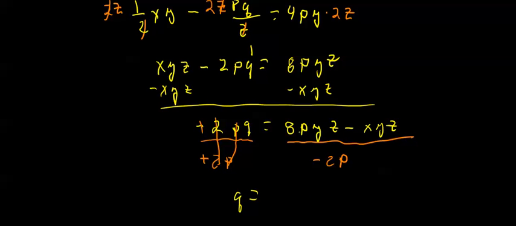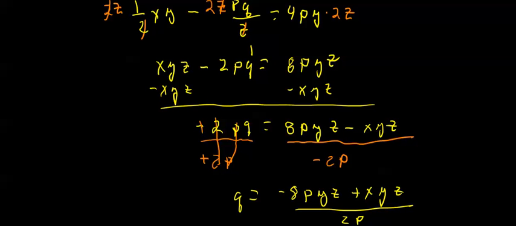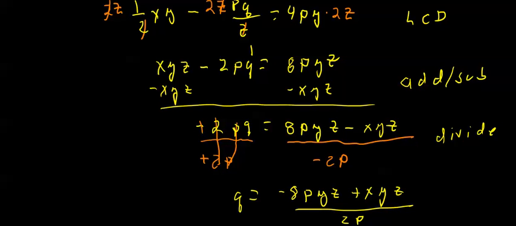Here, a positive divided by a negative is negative. A negative divided by a negative is positive. The signs switch, so I have negative 8pyz plus xyz all over 2p. All I did is multiply by the least common denominator, and then I get that result. I added or subtracted. In this case it was subtraction. And then I divide. Same thing every single time. All right, I want to go through one more example.